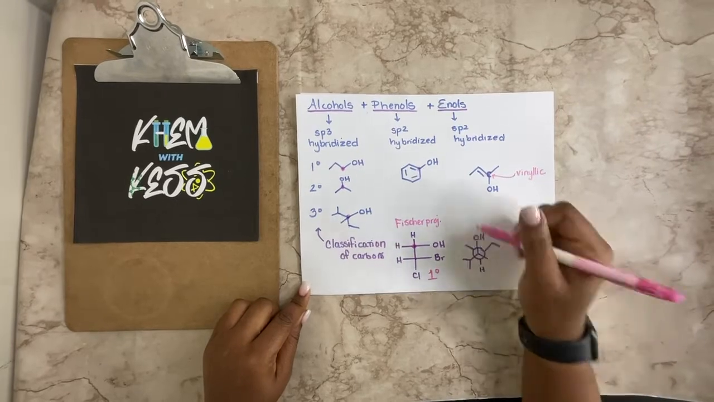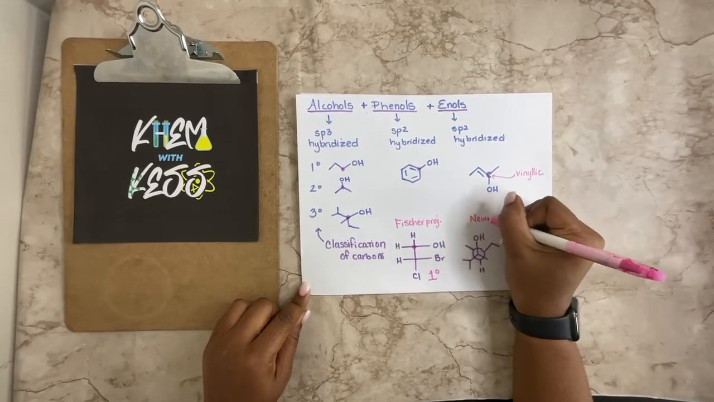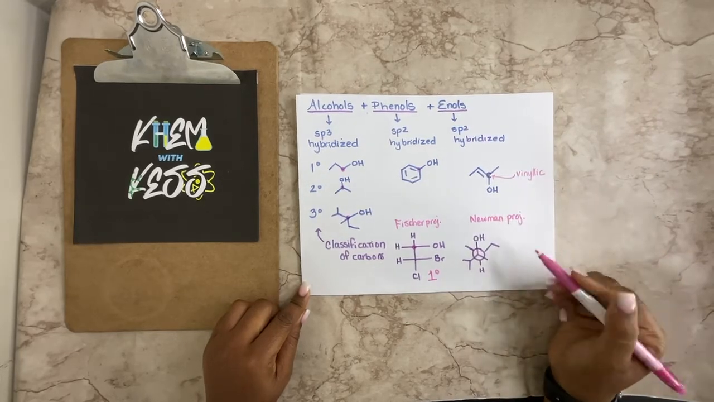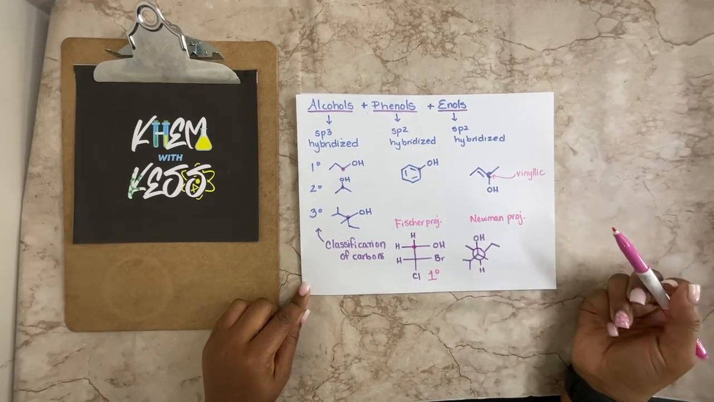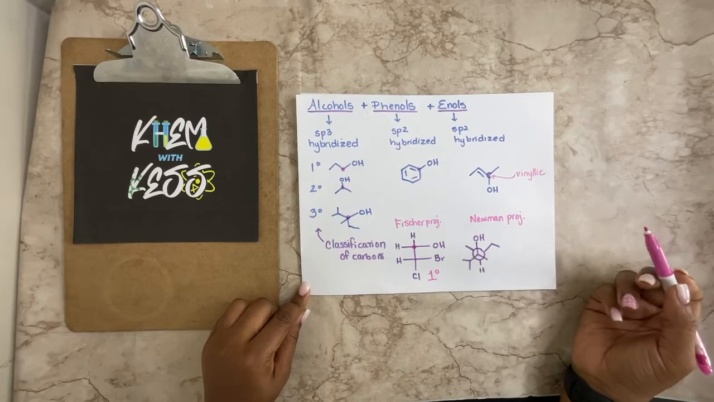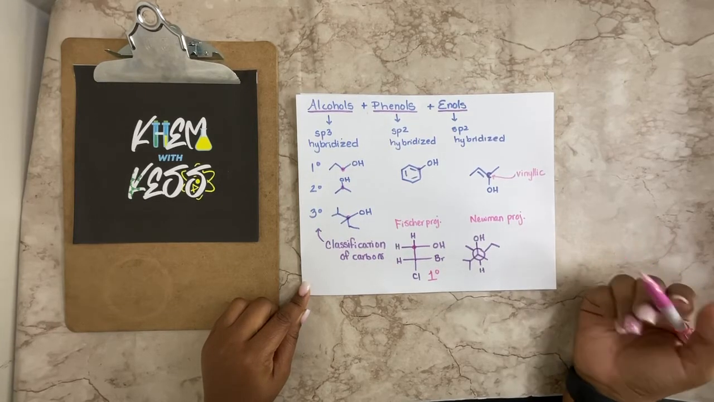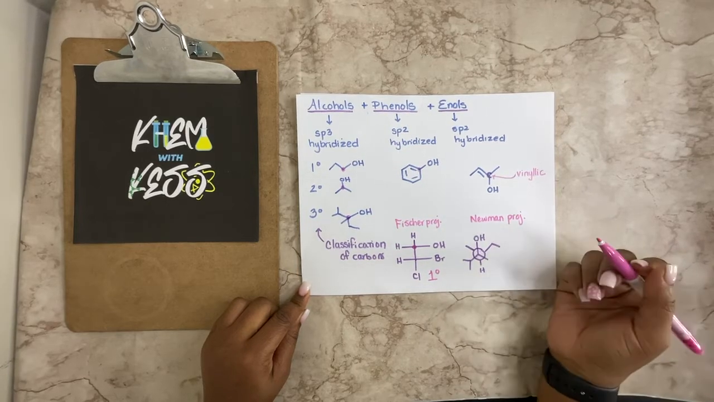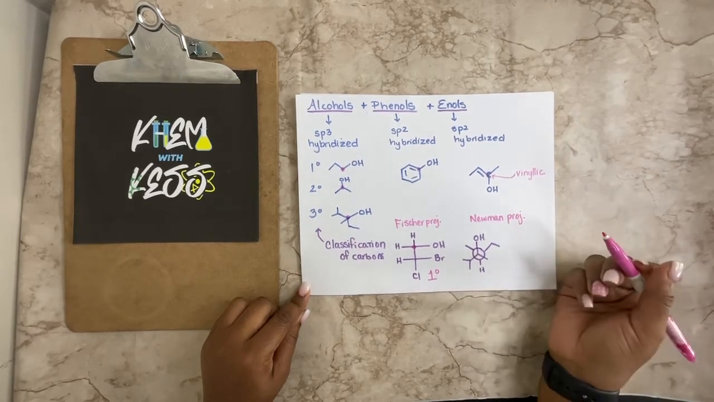Now you'll also see what we call Newman projections, and you'll also have to figure out how to assign that alcohol. Now there are easier ways, and that's what all these videos are for, to give you shortcuts, because who wants to go through the whole hectic process?